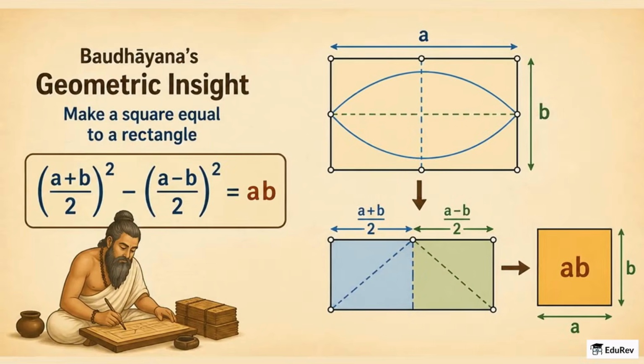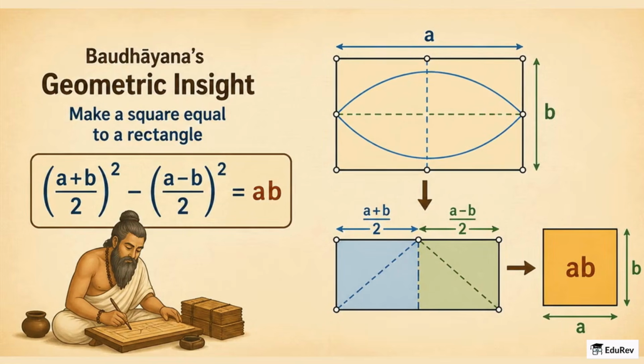Bodhayana showed a geometric way to make a square equal to a rectangle using steps that use midpoints, arcs and parallels. Based on the identity ((A plus B)/2) squared minus ((A minus B)/2) squared equals A times B.